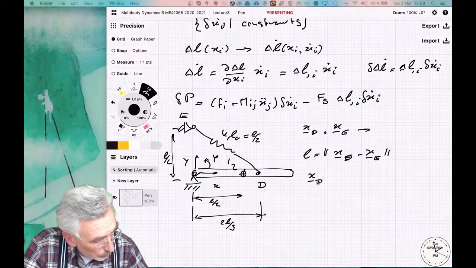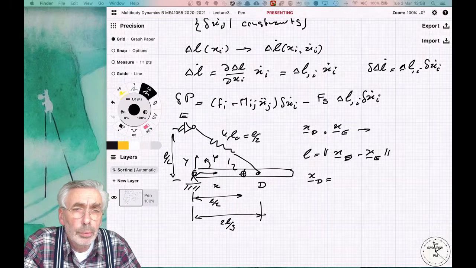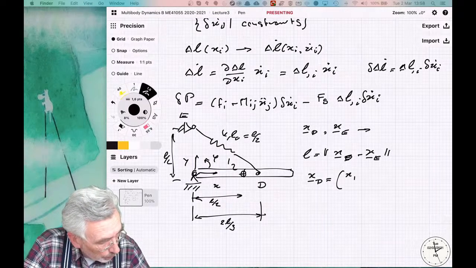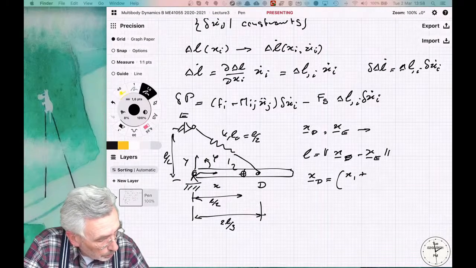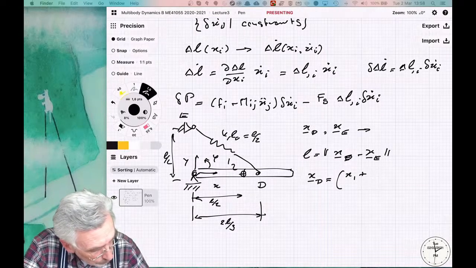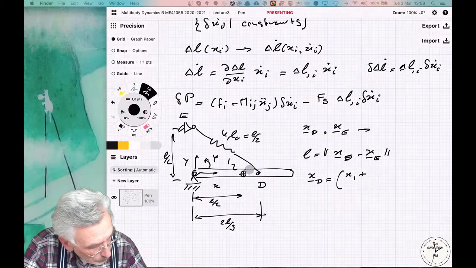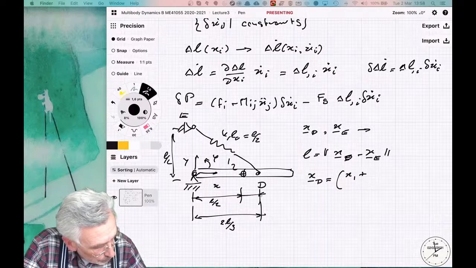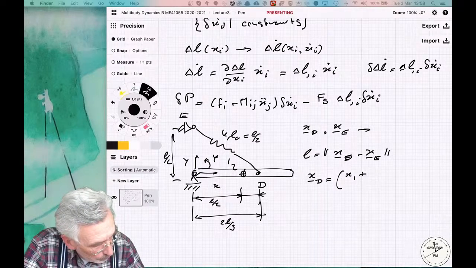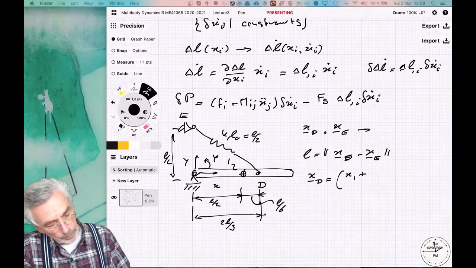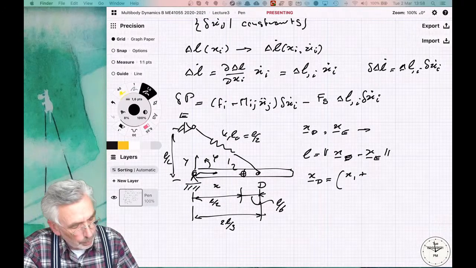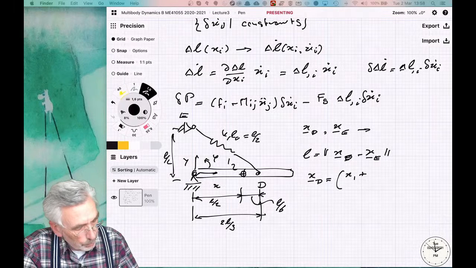Well, the position of point D is, of course, a function of the center of mass position of that body. So that's x1 plus, now we need this small distance, right? We need the distance between the attachment point and this one. But I know, because if this is 2 over 3 and this is 1 over 2, then this is L over 6. 4 over 6, 3 over 6, 1 over 6.